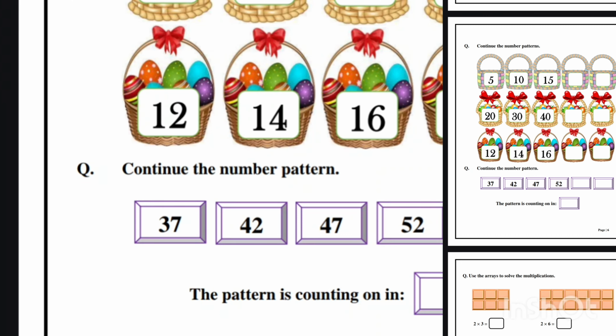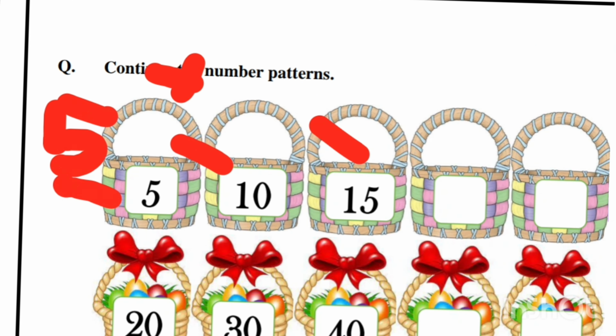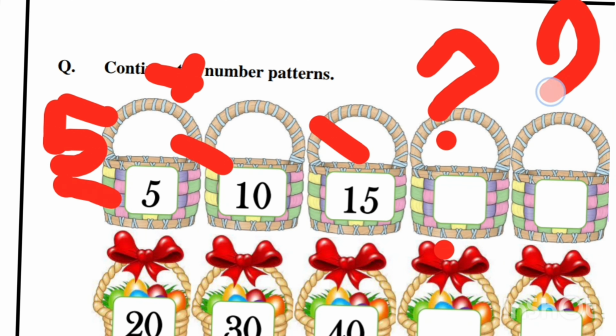For example, this is 5, 10, 15. So what are you thinking? When we add 5 it becomes 10, and then again 5 it becomes 15. What does it mean? We are counting the table of 5. 5 1s are 5, 5 2s are 10, 5 3s are 15, and then what will 5 4s be, and what will 5 5s be? And after that you will see here 20, 30 and 40.